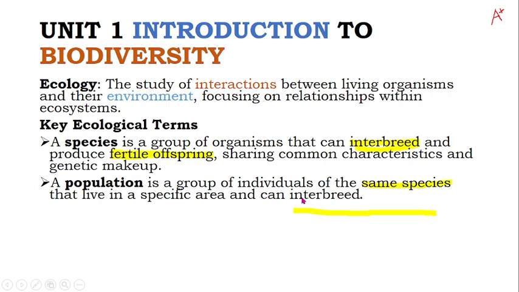They are the same species, which means they can interbreed as usual. So population, what I want you to keep, is a group of organisms or individuals specifically from the same species. They live in a specific area at a particular place. That is population.